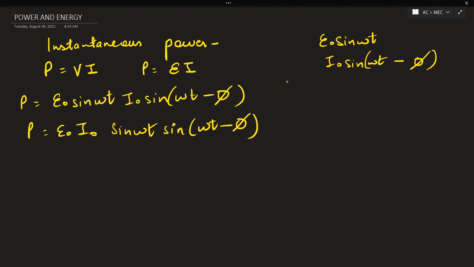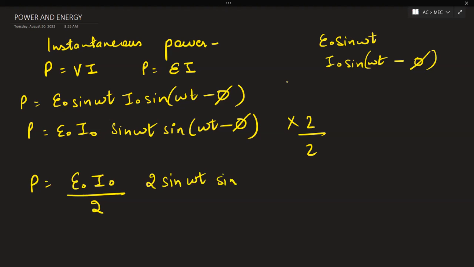Now see class, if I multiply and divide it by 2, there won't be any difference in it. This cancels and it becomes 1. So in the denominator there will be a 2 and in the numerator there will be a 2, sine omega t, sine omega t minus phi.